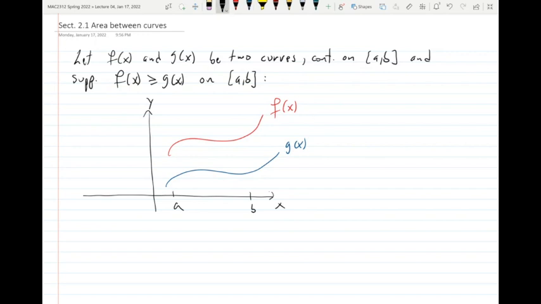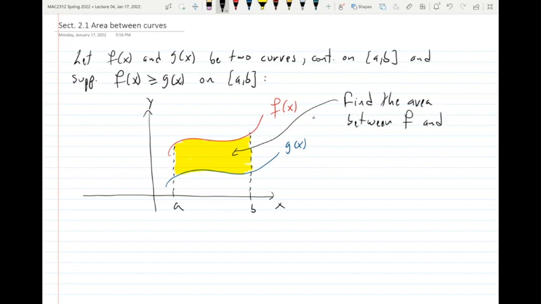The question that we are interested in is the following. We look at the lines x equals a and x equals b, those vertical lines. Then this defines a region: the region bounded above by f, bounded below by g, to the left by x equals a, and to the right by x equals b. And the question that we are asking is, we want to find the area between f and g. Okay, this is what we want to figure out.